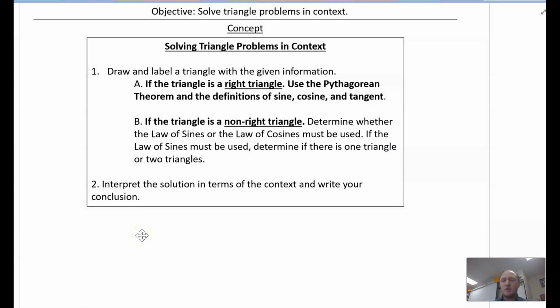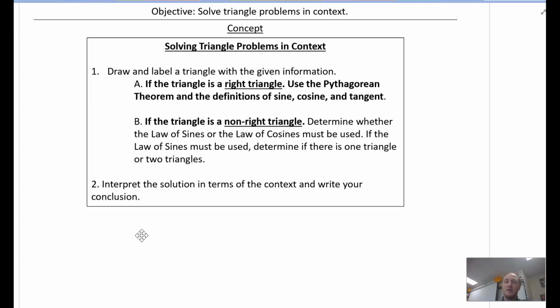Here are some general steps and approaches that you can use when solving context problems involving triangles. The very first thing I recommend in any word problem is drawing a picture, right? The old adage, a picture is worth 1,000 words. So draw and label a triangle with the given information. It's very important that you identify: is that triangle right or a non-right triangle? Because if it's right, I can use the Pythagorean theorem and SOHCAHTOA to help me solve for information about that triangle and then apply it to the context.